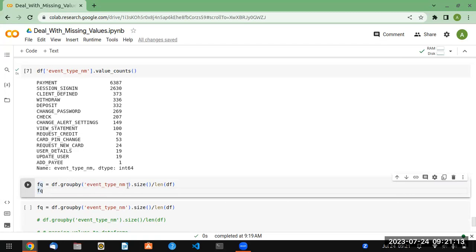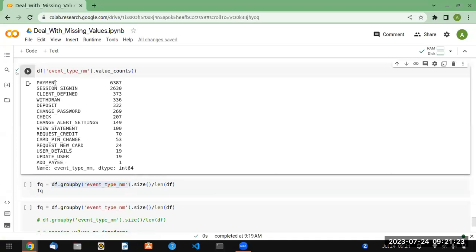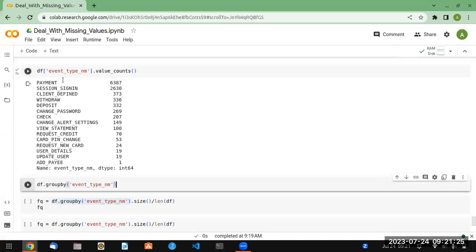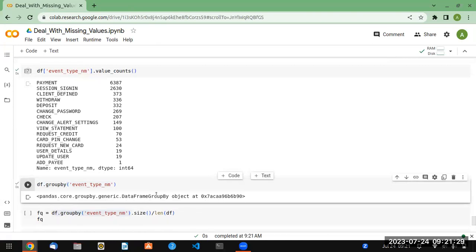If I group by event type name, what will it give me? Percentage of each of the values in the event type name. Not exactly the percentage, but the ratio. Correct. Now group by event name. So it is grouping the values based on this column, right? Now what will size do?